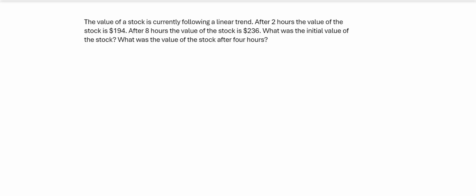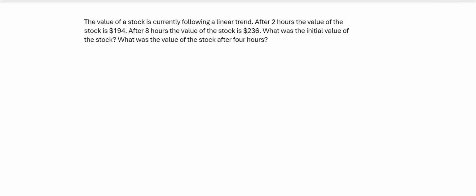Today I'll be going over how concepts from this chapter, particularly the idea of linear expressions and equations, can be applied to real life situations. So let's get started. The value of a stock is currently following a linear trend. After 2 hours, the value of the stock is $194. After 8 hours, the value of the stock is $236. What was the initial value of the stock, and what was the value of the stock after 4 hours?